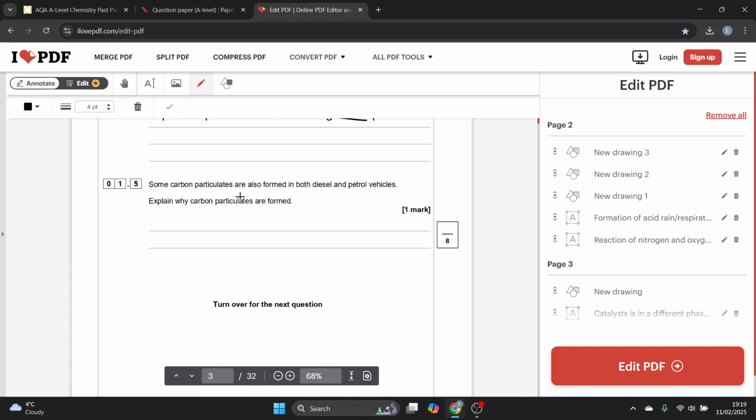Some carbon particulates are also formed in both diesel and petrol vehicles. Explain why carbon particulates are formed. Carbon particulates are formed because of incomplete combustion.